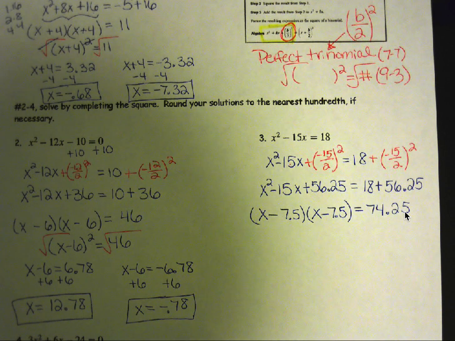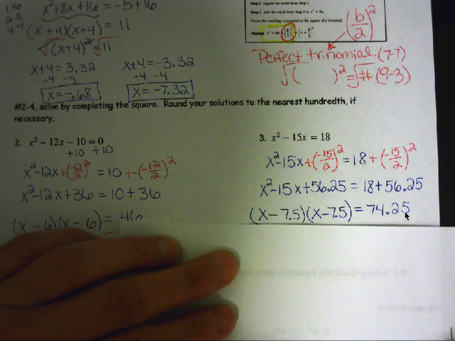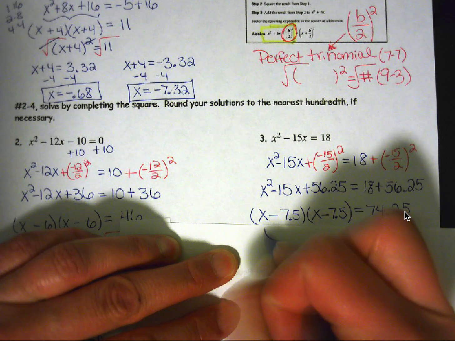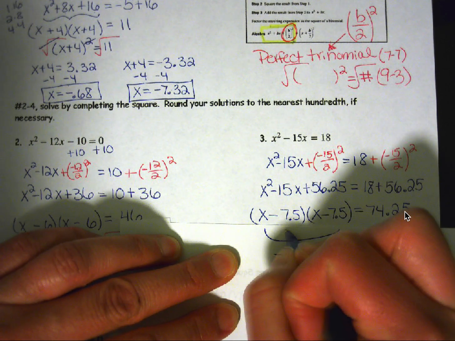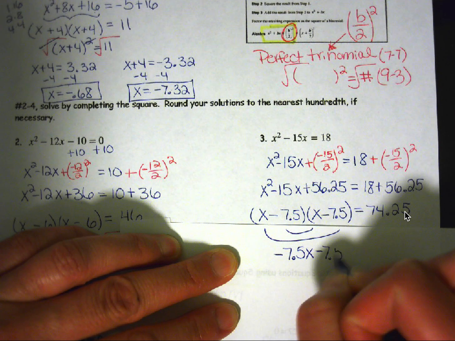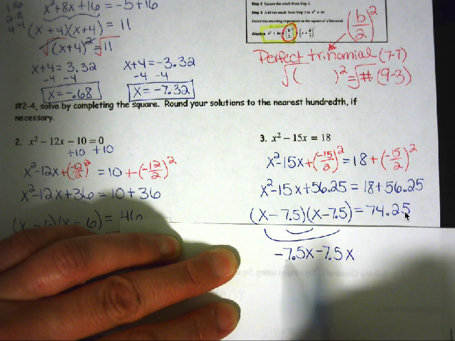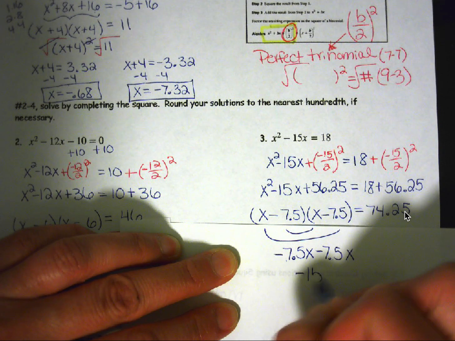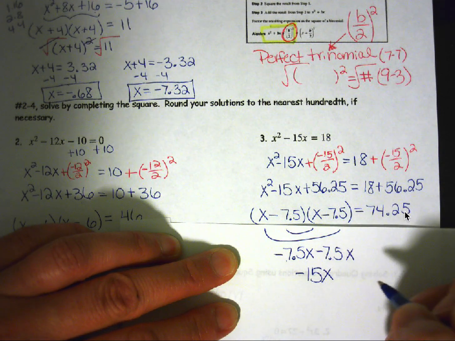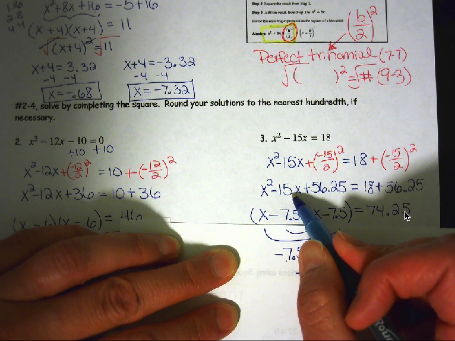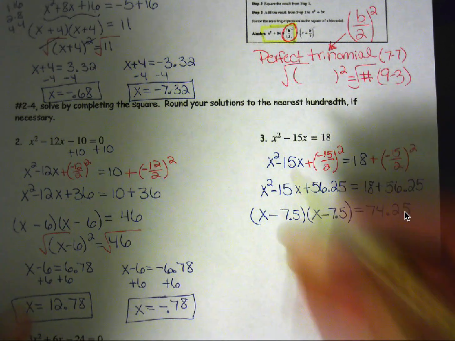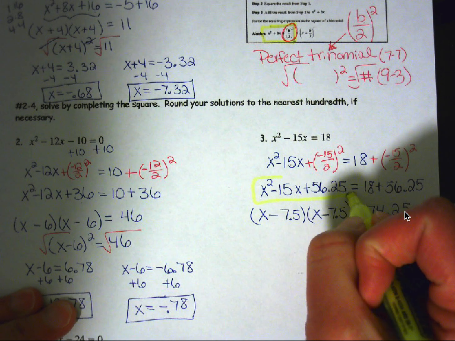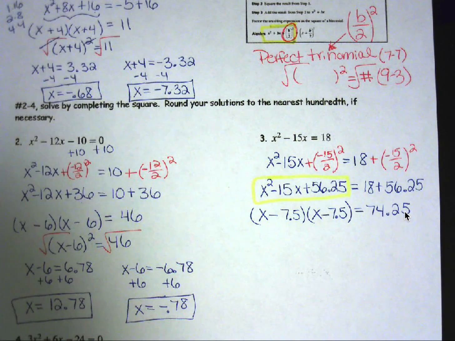Let's check our outers and our inners. If we do the outer, we get a negative 7.5x. And if we do the inner, we get a negative 7.5x. So negative 7.5 and negative 7.5 is negative 15x. Hey, that's the right middle number. So even though this does not look like a perfect trinomial, it actually is.